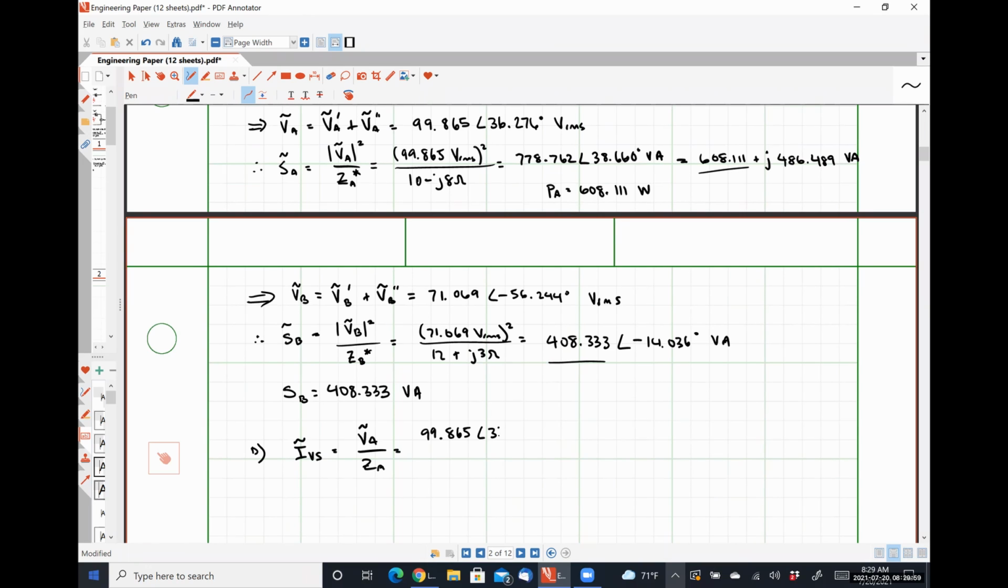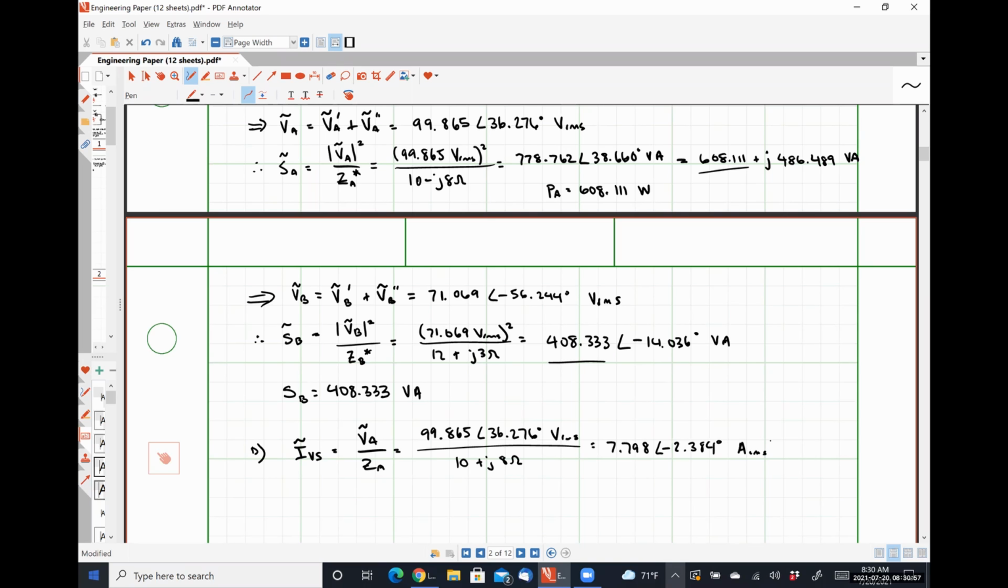So that would be 99.865 angle 36.276 degrees volts RMS divided by 10 plus J8 ohms, which I get to be 7.798 with an angle of negative 2.384 degrees amps RMS.